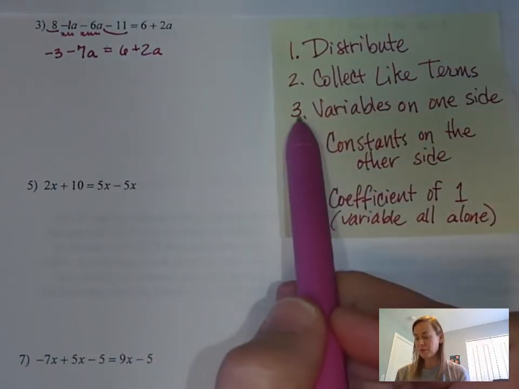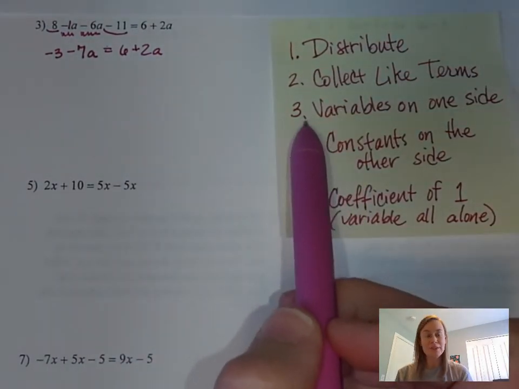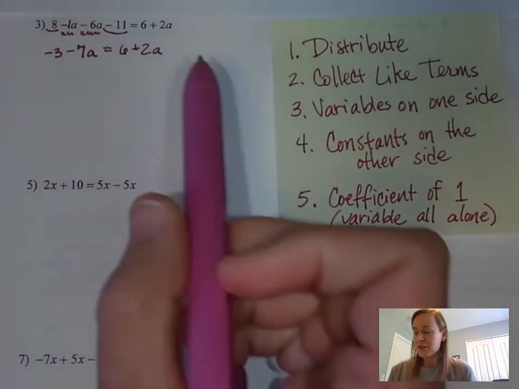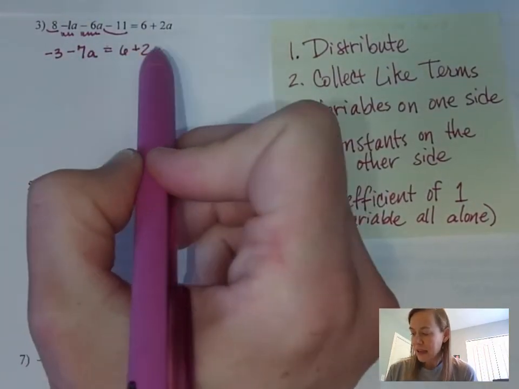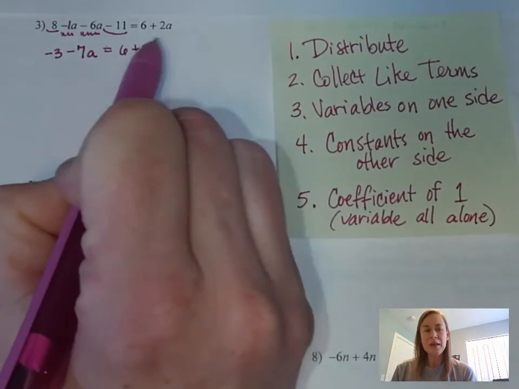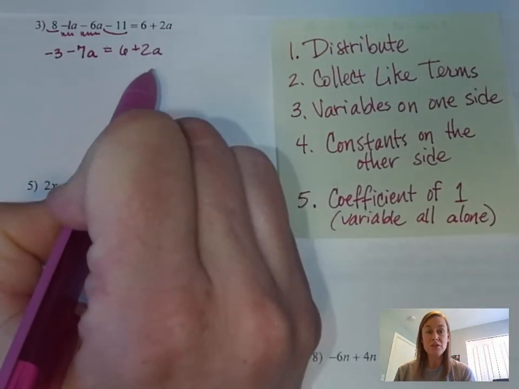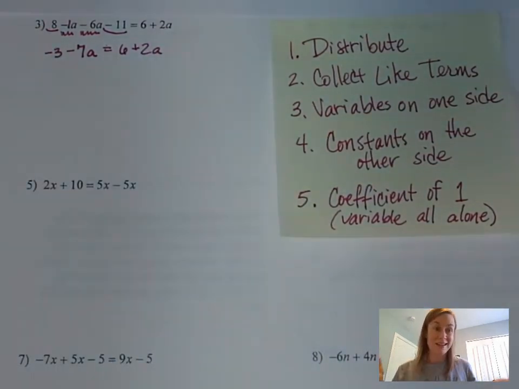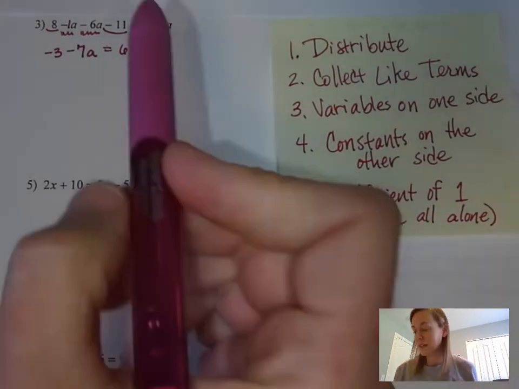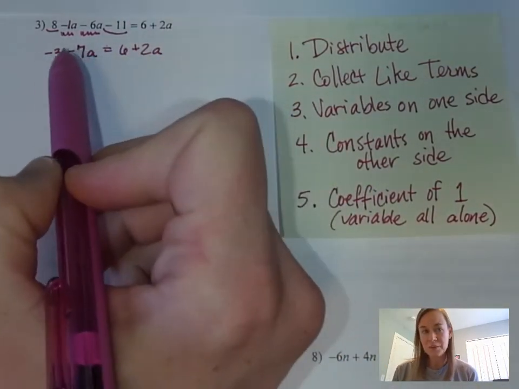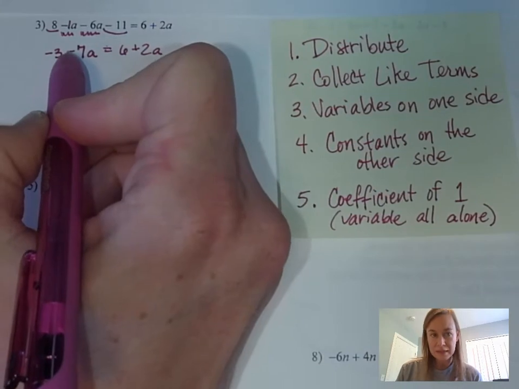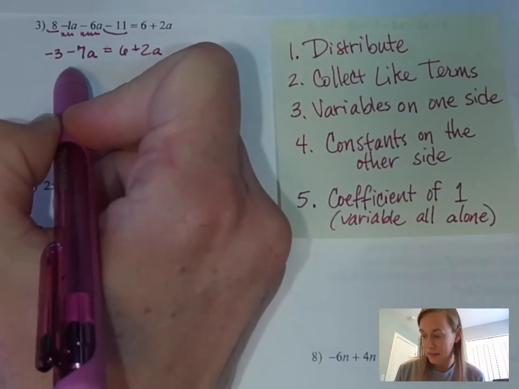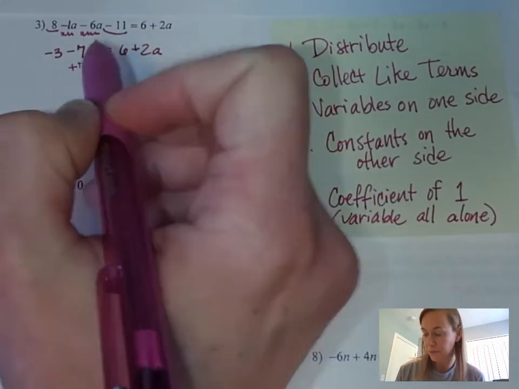Okay, step 3, variables on one side. So this time I'm going to take the a's all over to this side. I want all of my a's on the right this time. Now you could choose either side you want. I'm just saying right because that's what I want to do. So that means I need to get rid of my variables over here. So I have a minus 7a. I'm going to get rid of that by adding 7a to both sides.